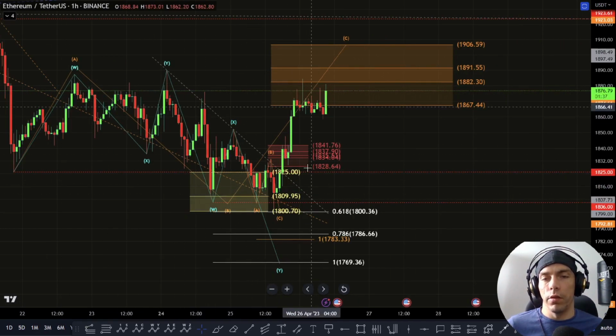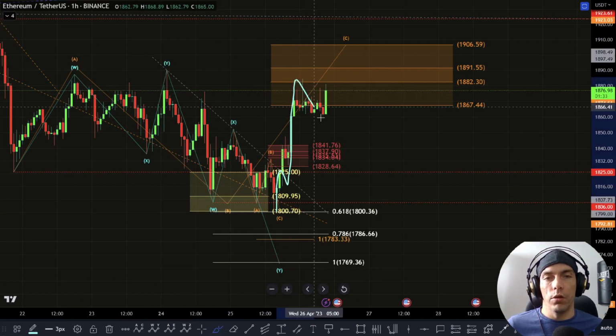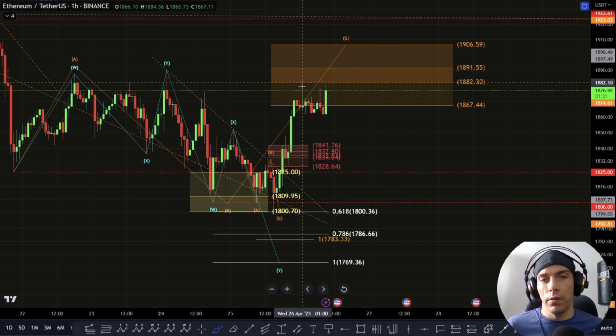Now what we need to see is whether this is actually continuing here, and we're going to see something like this: 1, 2, 3, 4, and 5. It is possible that we could get a truncation here, so we need to just be on the lookout for that. Alternatively, there's a couple of ways of counting this five-wave move, so we'll go over that.